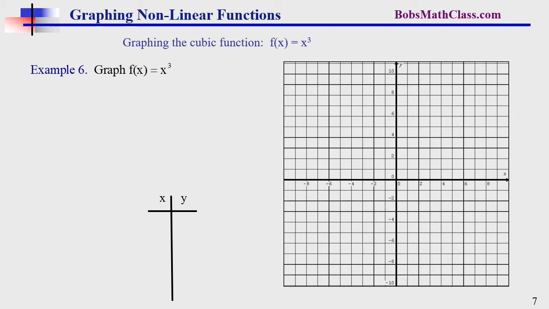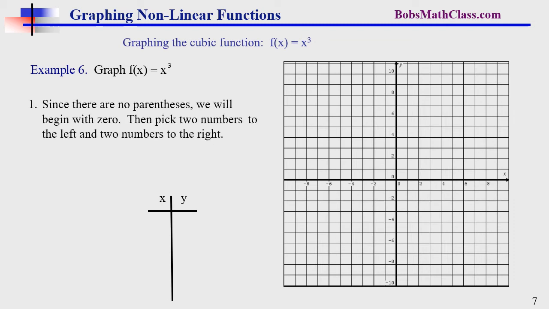So here's example 6. Do we have any parentheses? No. So in that case, we're going to start with 0. And then we're going to pick two numbers to the left, two numbers to the right. So put 0 in the middle, 2 to the left, 2 to the right. All right, now get the y values. Pause the video. Get those numbers.